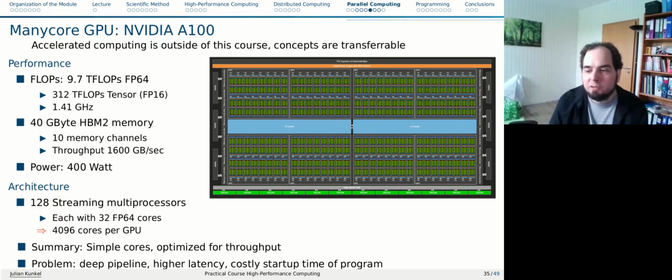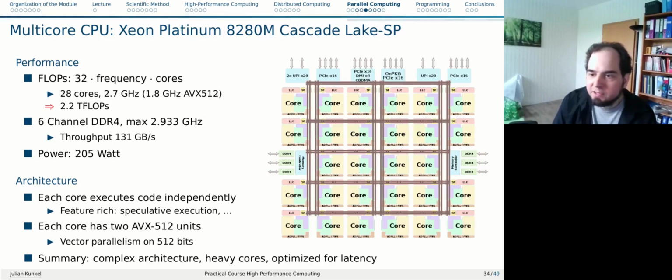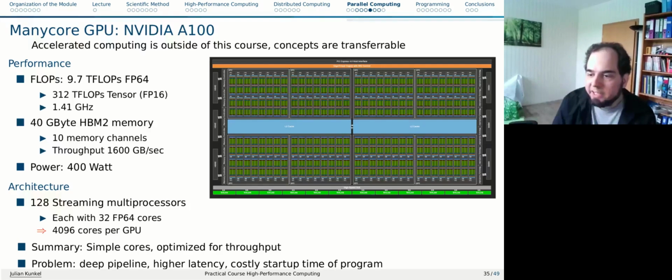So you have these multiprocessors, and we talk here about cores, but these cores are not fully independent. They depend a little bit on this instruction stream. In fact, you have 4,000 cores. To compare it with this system, here you have 28 cores. It's about 100 times more.